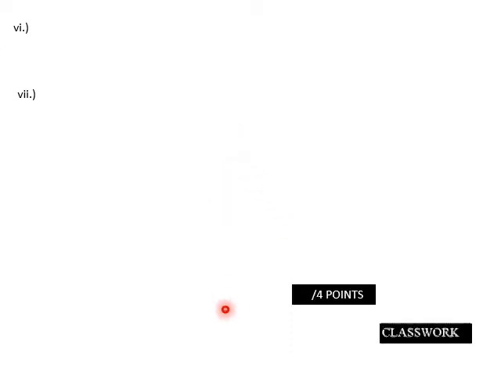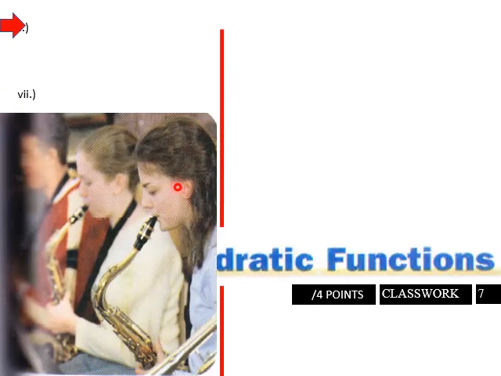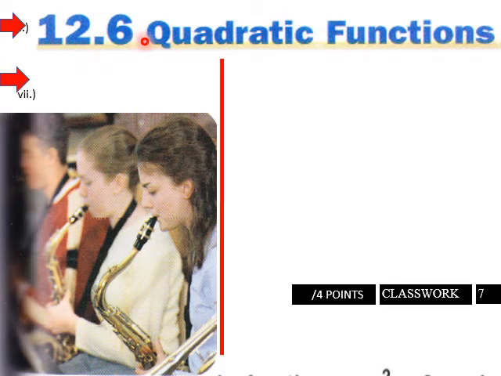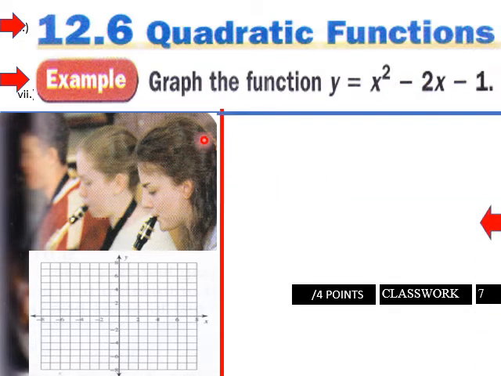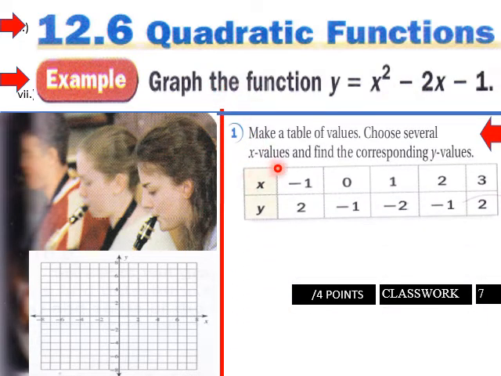Okay, moving on to our next example here, which would be 12.6 quadratic functions. Graph the function y equals x squared minus 2x minus 1. To graph this function, we're going to make a table of values, choose several x values, and find the corresponding y values. When x equals negative 1, y equals 2; 0 is negative 1; 1 is negative 2; then 2 is negative 1; and then 3 would be 2.